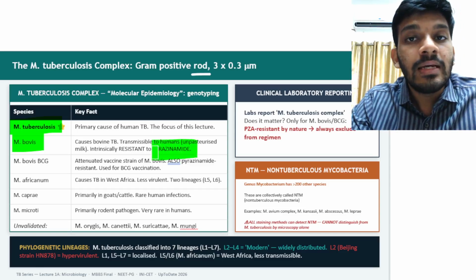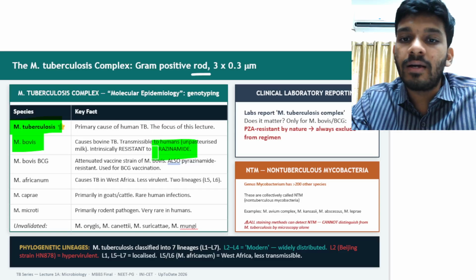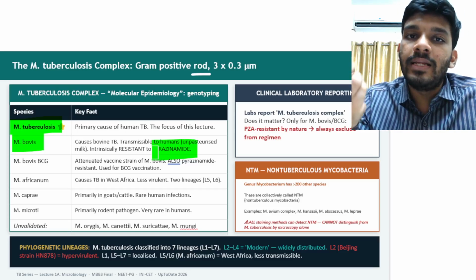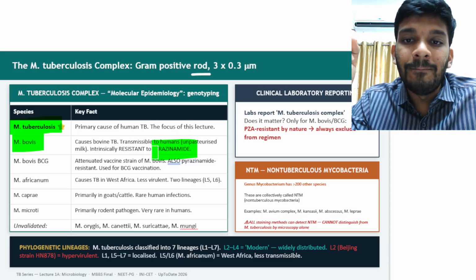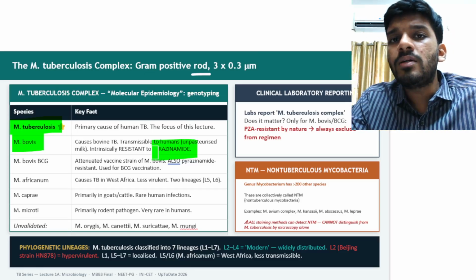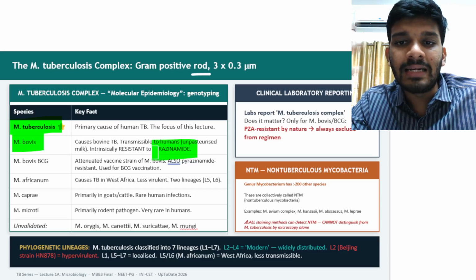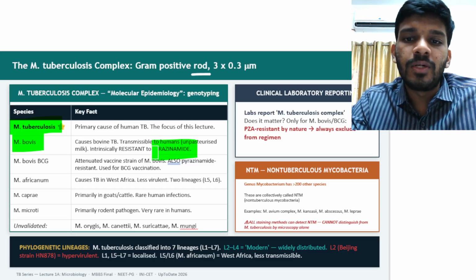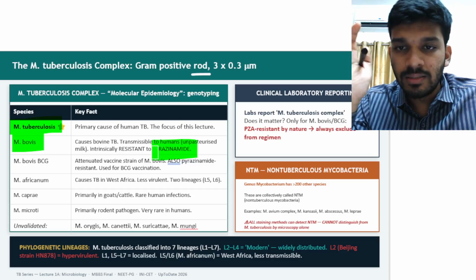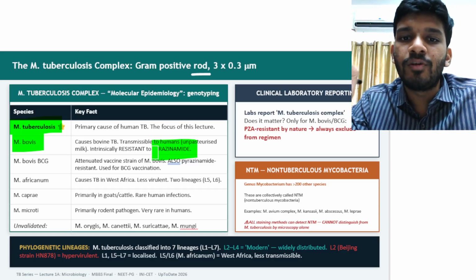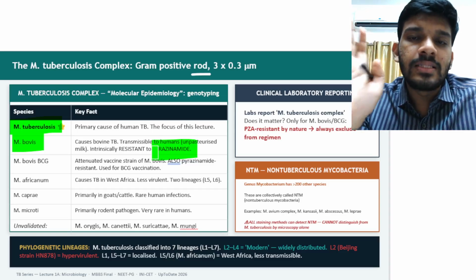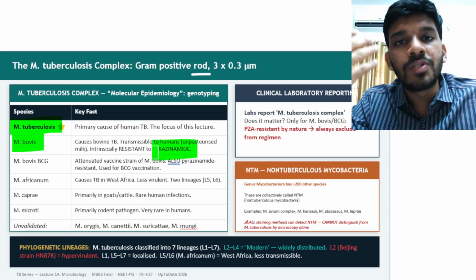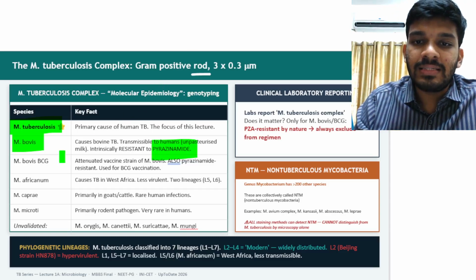So there is no role of giving pyrazinamide, which is a very toxic drug, in case you have a Mycobacterium bovis infection. And how it usually spreads is through unpasteurized milk. The spread is through unpasteurized milk. It usually causes tuberculosis in cattle, but it can also be transmitted to humans through this. And the main takeaway from this slide is that pyrazinamide does not work for it. Also, this is the very strain that is used for the tuberculosis vaccine, that is the BCG vaccine.